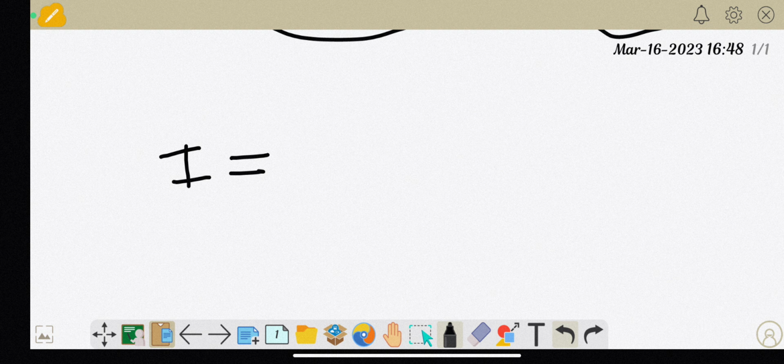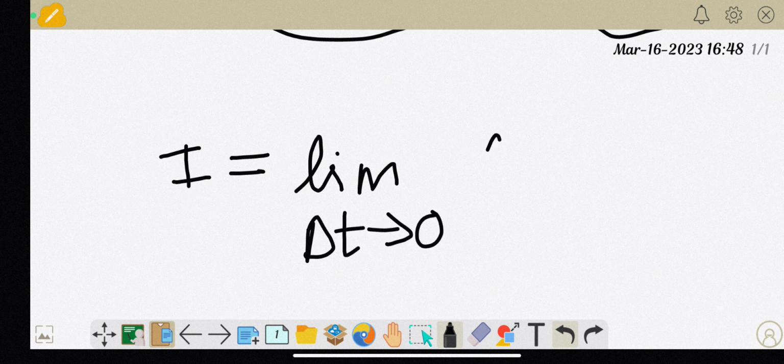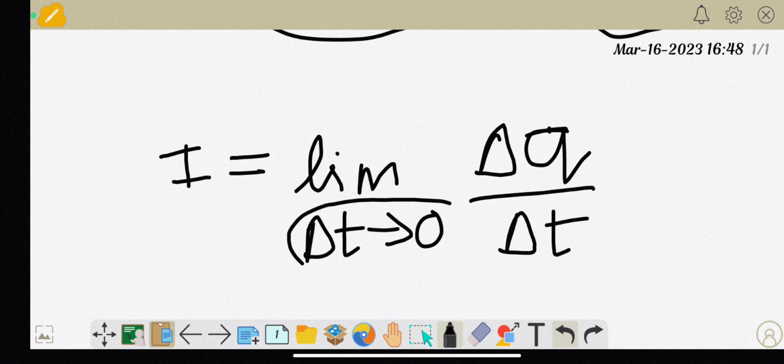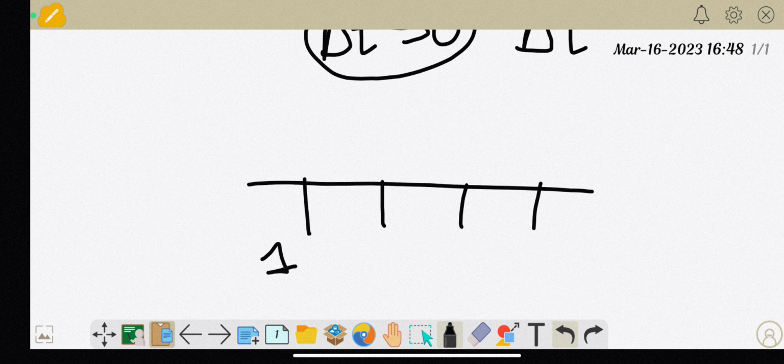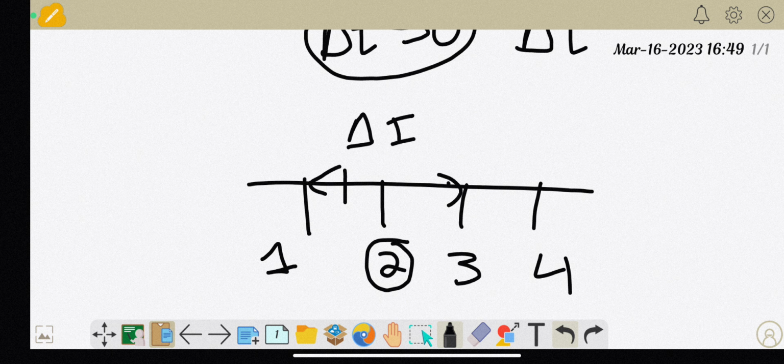So I is equal to limit delta t tends to 0, delta q by delta t. Okay, now see, delta t tends to 0. What do I mean by delta t tends to 0 is, see, I have many intervals of time, correct? So 1 second, 2 second, 3 second, 4 second. If I want this interval, what I have to do is, this gap I have, delta t, I have to reduce it. So I am reducing the gap in such a way that it almost tends to 0, there is no gap at all. Okay, delta t tends to 0.